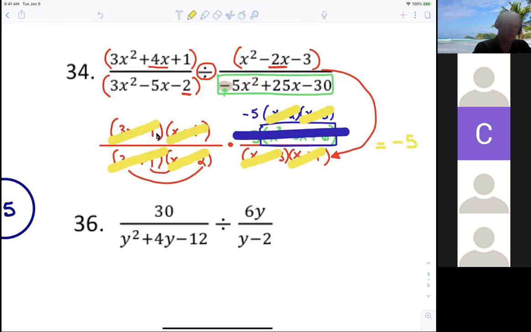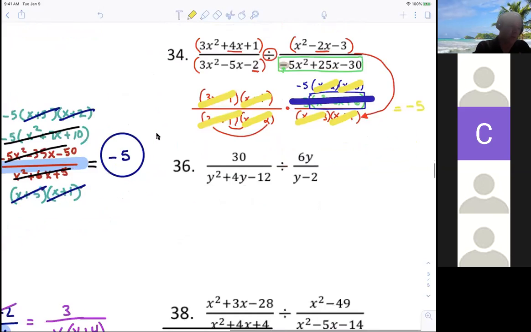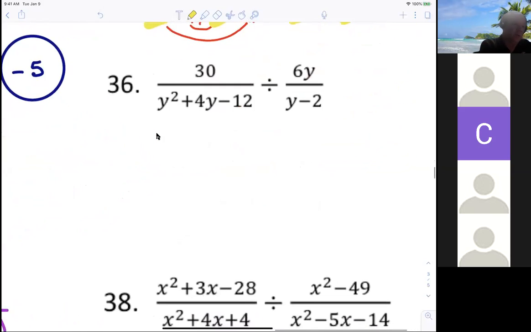All right. Now again, that was hard, so speak up. Anybody have any questions? Remember the goal: factor, factor, factor, factor, and more factoring, and then cross out, cross out, cross out. All right, guys, I hope you're with me. Let's do the next one now.